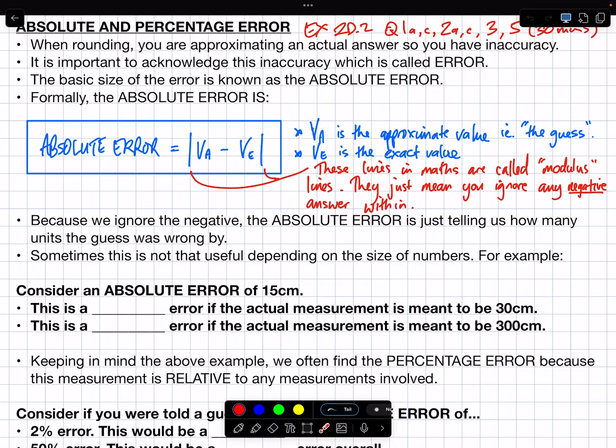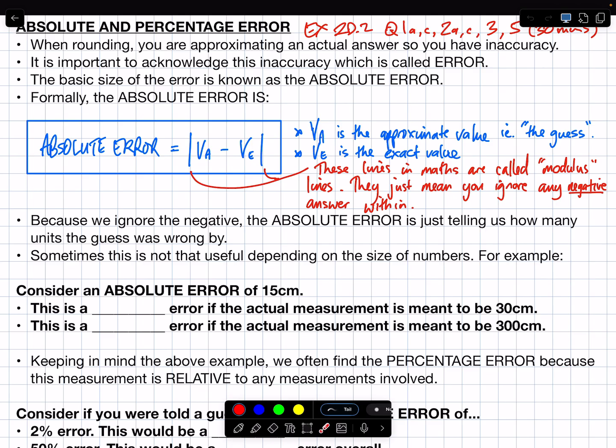Absolute and percentage error. So we're talking about guessing things. We're being slightly inaccurate when we're rounding. You might recall from yesterday's lesson we were rounding. What are you doing when you round? You're making an approximate answer. You're not getting the exact answer, so you have some inaccuracy there. It's important to acknowledge inaccuracy, which is called error.